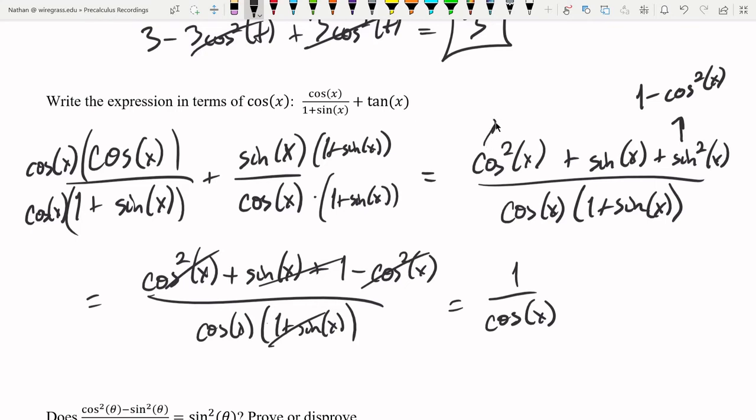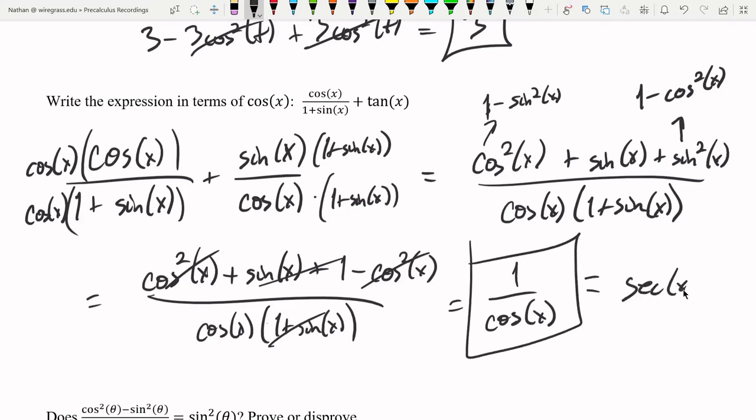You could change this to sine, to 1 minus sine squared x. But if you did that, I think when you were to continue, you may be able to find a way back to this same spot. I think it would take longer though. This, of course, is what they wanted. This is, of course, secant of x, but they wanted it in terms of cosine. So we're going to leave it as 1 over cosine x.